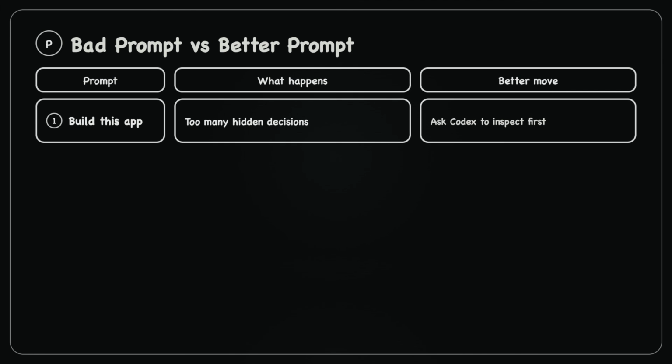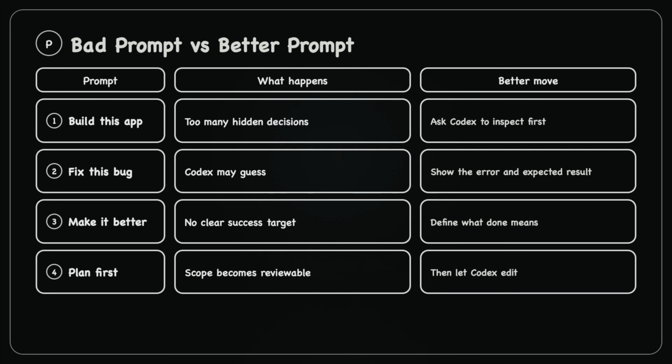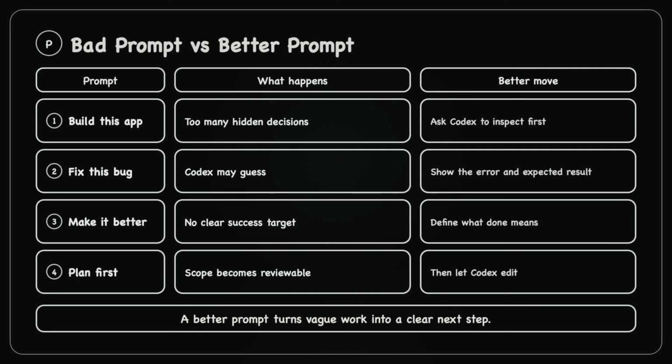For implementation prompts, I want the request to be specific enough that Codex can act, but not so overspecified that I accidentally force the wrong solution. I usually describe the outcome I want, the constraints I care about, and the checks that need to pass. Then Codex can use the actual project context to choose the cleanest path.